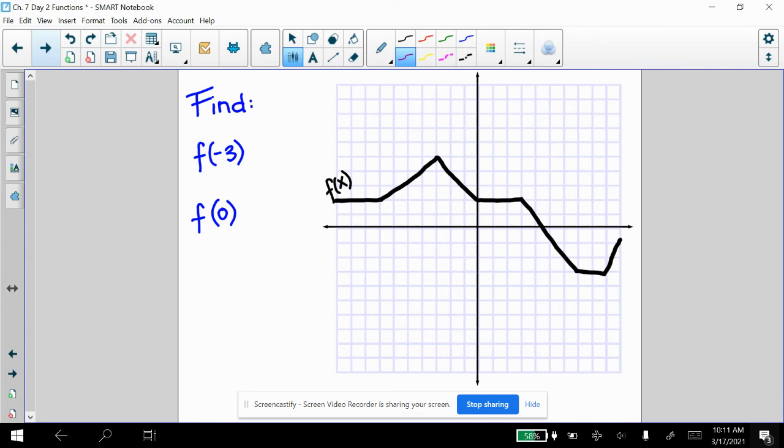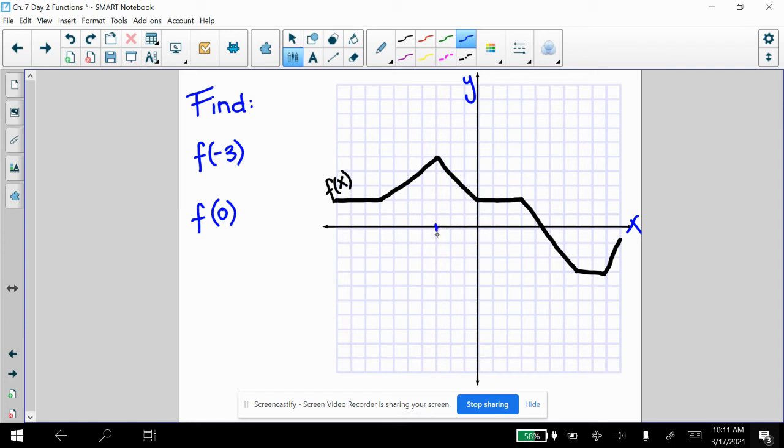Okay, last but not least here, we are going to look at graphs. And so what I've done here is I've graphed this function of f of x. And on the left-hand side, you can see here, we are looking to find what is the output of f of negative 3. So that means that I want to find f at x of negative 3. So remember, this is my x-axis, this is my y-axis. So I'm going to go find f of negative 3.